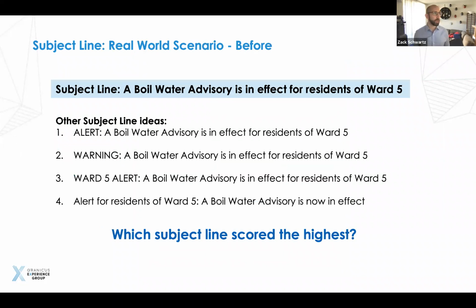So in a real scenario that we've actually worked with for the city of DC, there was a boil water advisory in effect for the residents of Ward 5. So we brainstormed a few variations on the subject line. The first one we started with was "A boil water advisory is in effect for residents of Ward 5," just sort of simple there. And then we came up with a few different ideas of what might be a good way to attract attention. Does anyone want to guess which one of these 1 through 4 scored the highest?